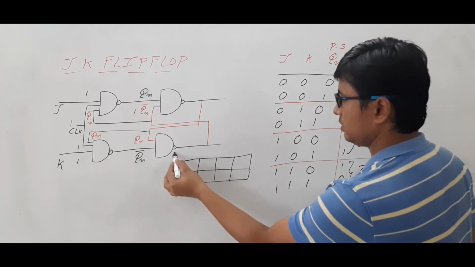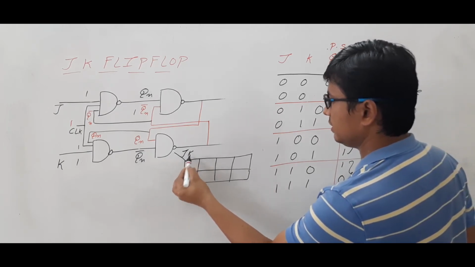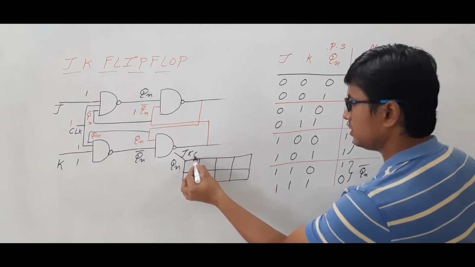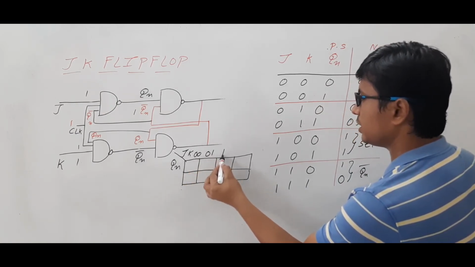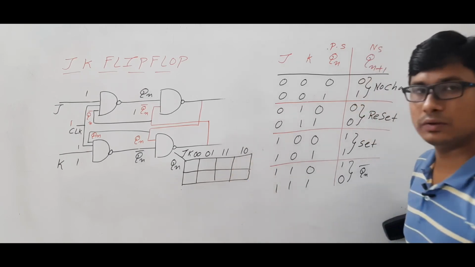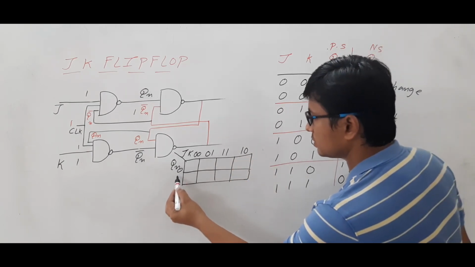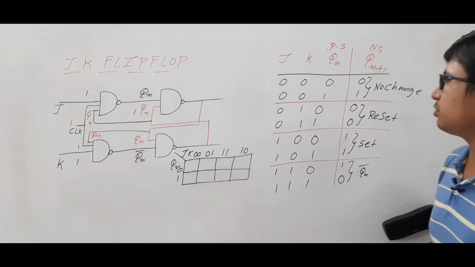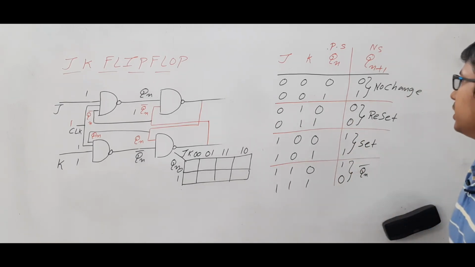Okay, you have J and K. Here you have Qn, which is equal to 0, 0, 0, 1, 1, 1, 1, 0, and here you will get 0 and 1. Now if you have to find the simplified one, what will you do?